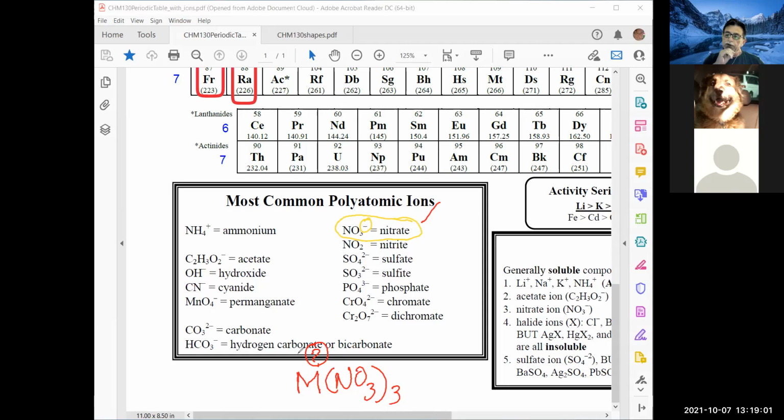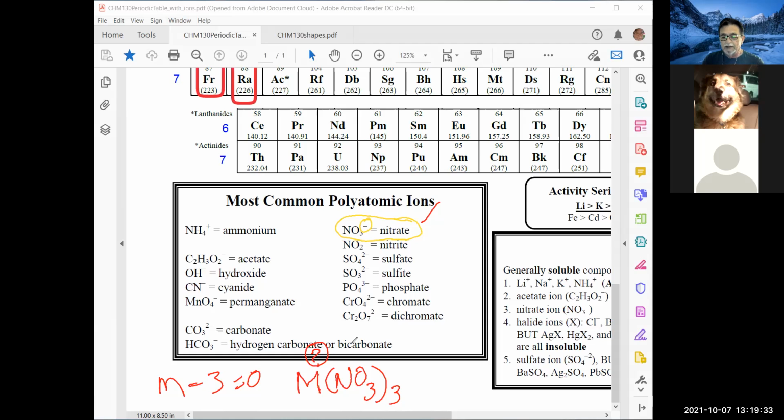Using the example we just did with copper, what would M be here? Its charge. If each NO3 has a -1 charge and there's 3 of them, what must M equal? So the whole thing equals 0. Another way of saying that is M minus 3, because there's 3 nitrates, equals 0. What must M be? 3.